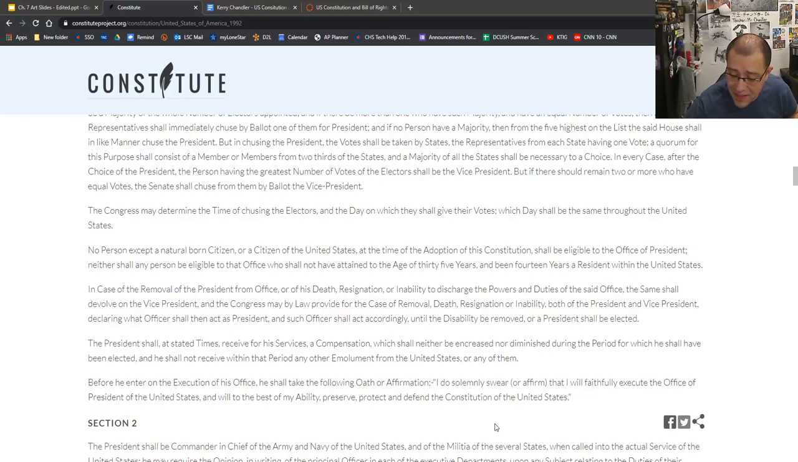Now you'll notice it says natural born citizen. It does not say you have to be born in the United States. Just in the past 10 years, we've had 2 different presidential candidates, or people running for the nomination of their party at least, who are natural born U.S. citizens, but were not born in the United States. No, Barack Obama's not one of them. He was born in Hawaii. Don't be silly. John McCain.